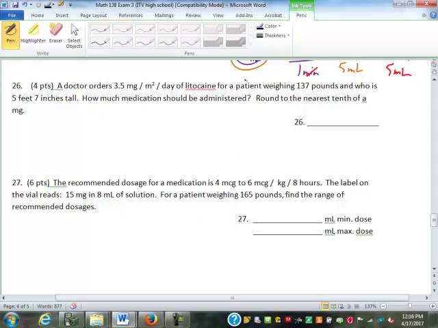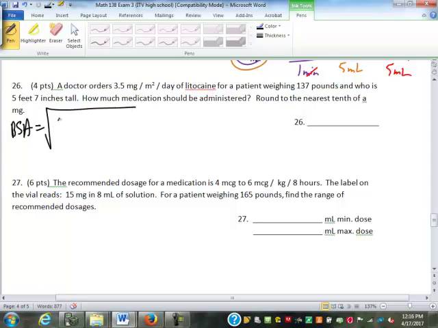26. Doctor orders 3.5 milligrams per square meter per day for a patient weighing 137 pounds, 5 foot 7 inches tall. How much medication should be administered? Round to the tenth of a milligram. So we have to find the body surface area again.